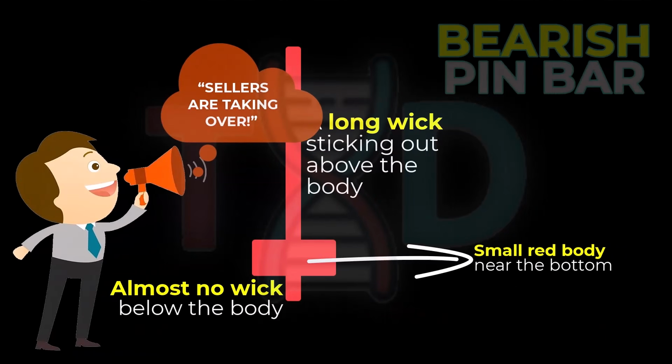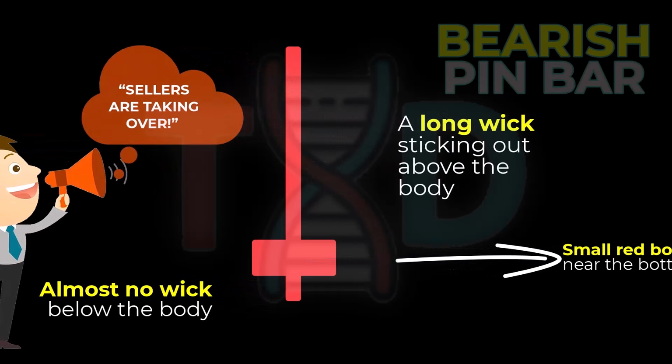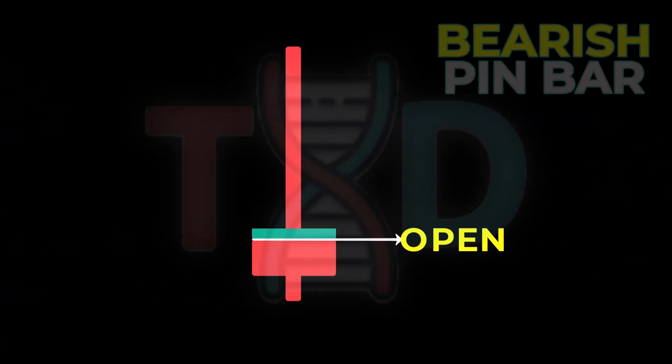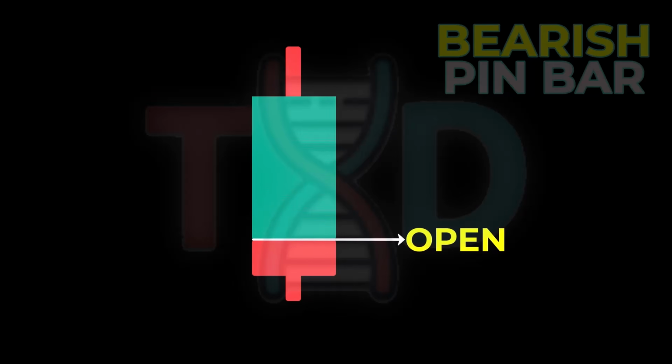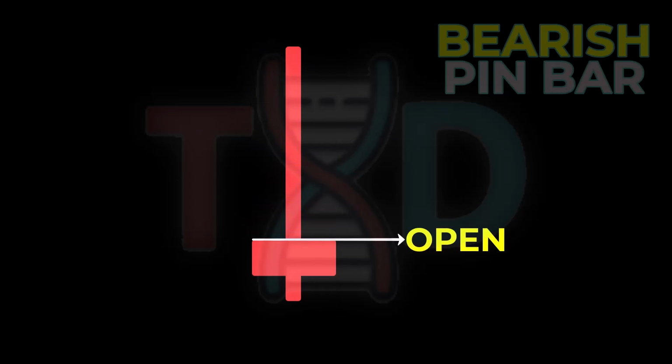And now here's the story behind that candle. And this is where it gets fun. The candle opens and at first the buyers get hyped. They push the price up. Everything looks great for the bulls. But then boom, the sellers show up like a wrecking ball, smash the price back down. And not only do they erase all the buyers' progress, but they actually push the price even lower than where it started. By the time the candle closes, it's sitting right near the bottom. That's a huge sign that the sellers just kicked the buyers out of the driver's seat.